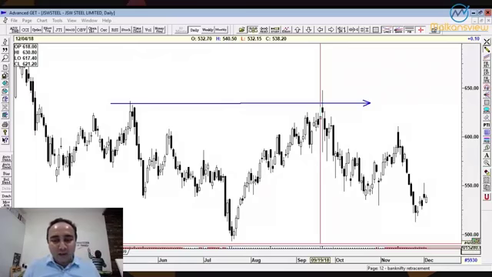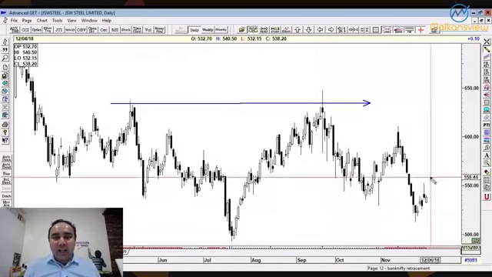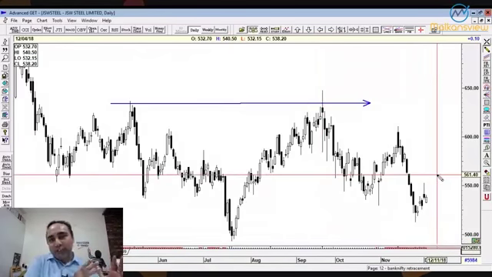Okay, so now let's go back to the chart. We were talking about the bullish side. Now we look at the bearish side, and then I go into the sideways market, which most people don't like. So let's look at the bearish side.